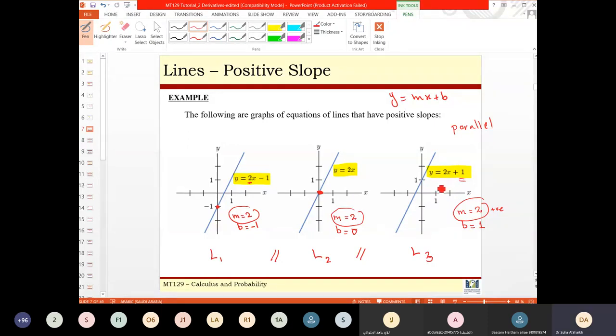So this is the concept of parallel lines: lines are parallel if they have the same slope. If they have the same slope, in this case we say they are parallel. Okay? Does anyone have any questions?